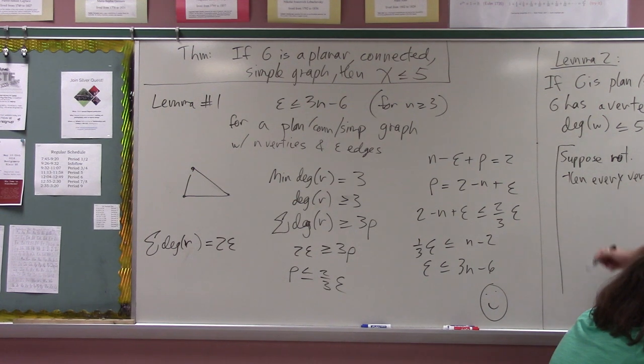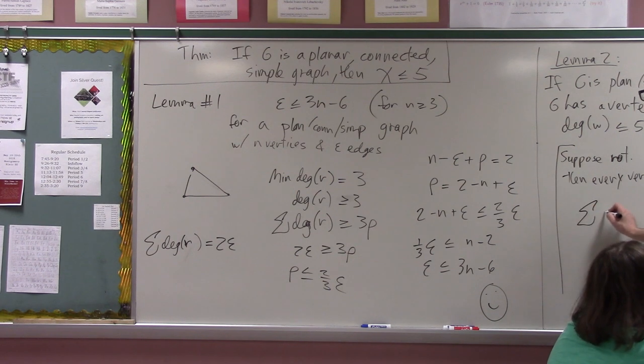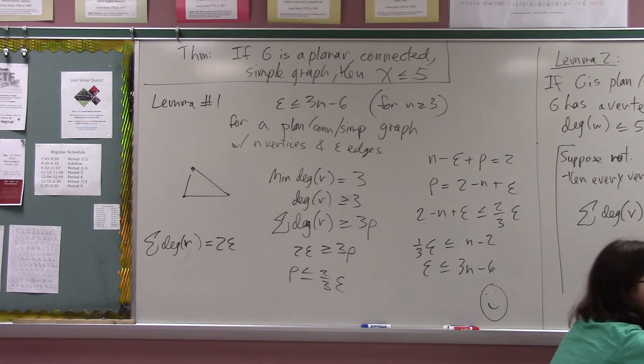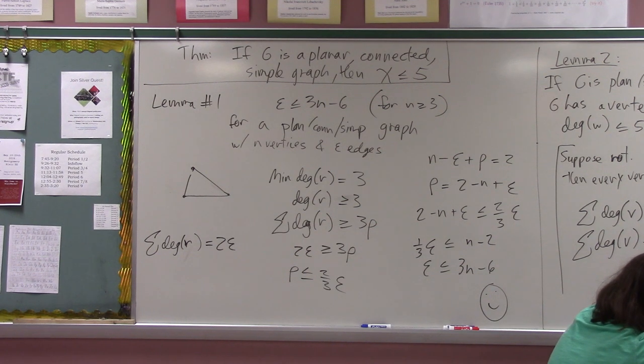Okay, well that just can't be, because if every vertex has degree greater than or equal to 6, then I take the sum of the degrees of all the vertices. And if I take the sum of the degrees of all the vertices, what do I get? Greater than or equal to 6n, right? Because every vertex has a degree greater than or equal to 6. But then also, of course, the sum of the degrees of the vertices is equal to twice the number of edges, right? Because that's just handshake again.